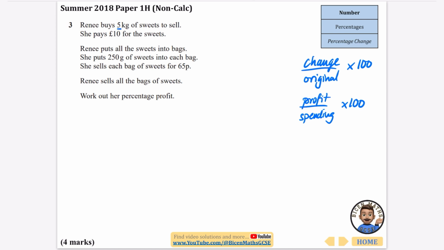So she's got 5 kilograms of sweets and she's putting 250 grams into a bag. So I think the first thing I'm going to do is say that 5 kilograms is 5,000 grams. And I'm going to try and work out the number of bags that she sells.